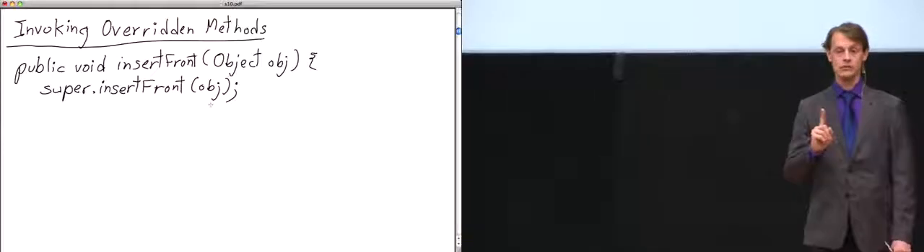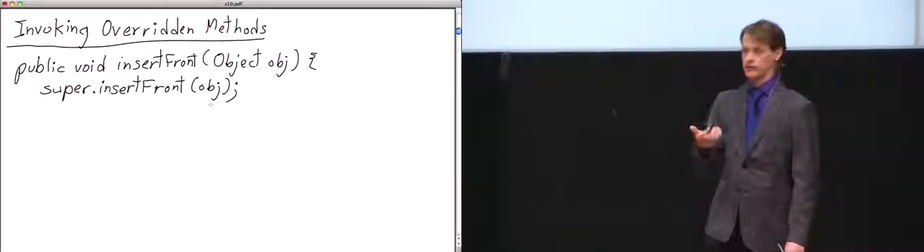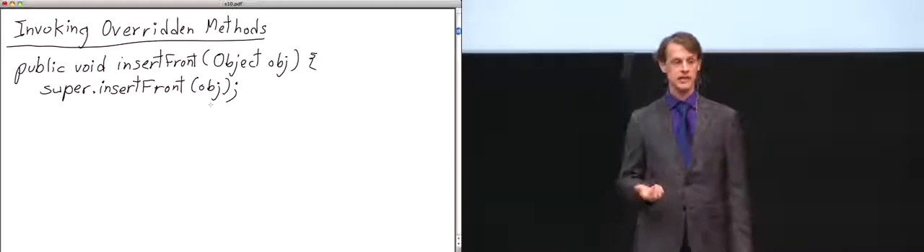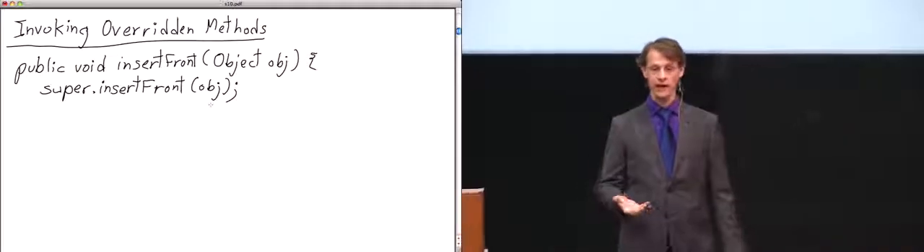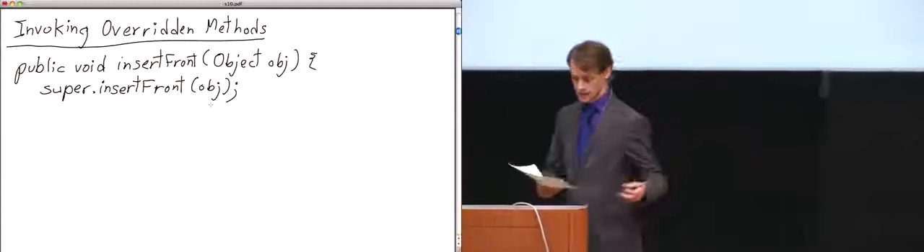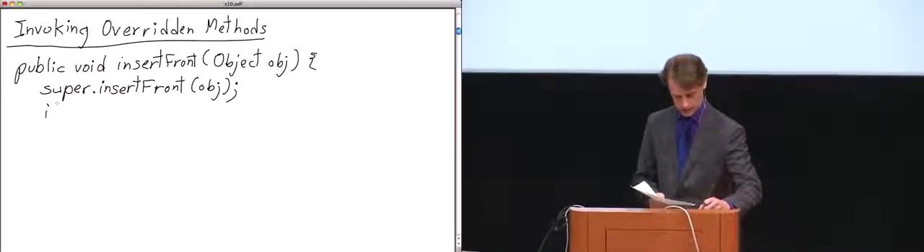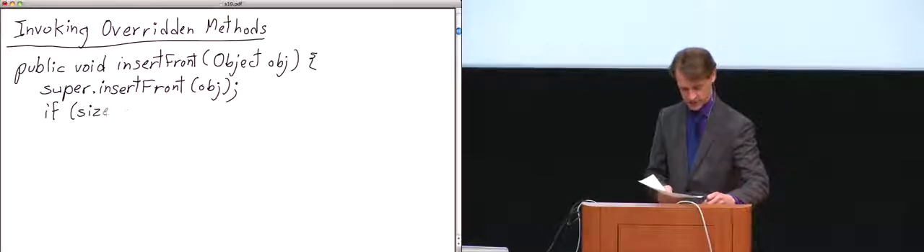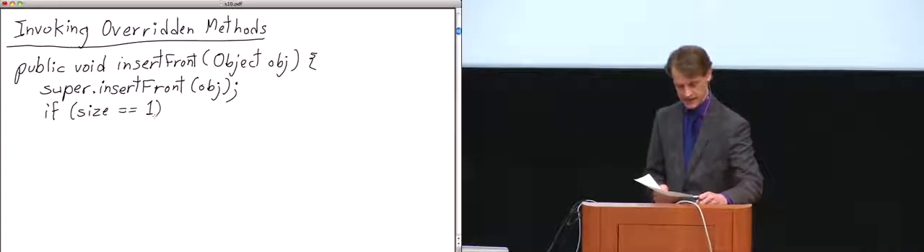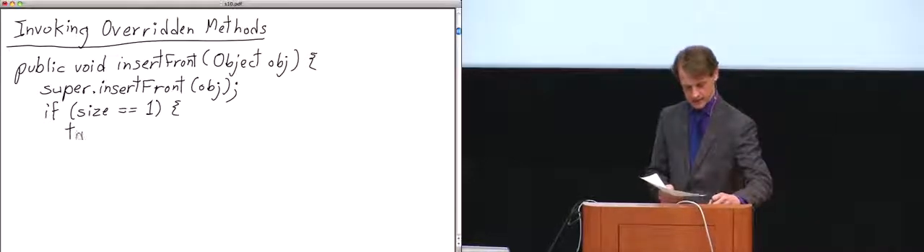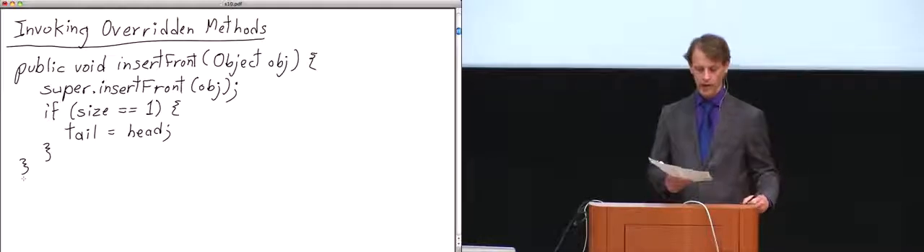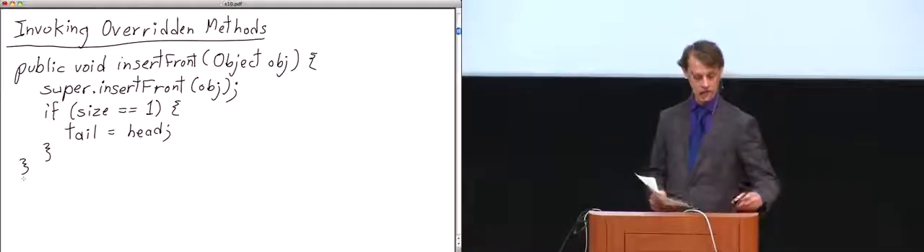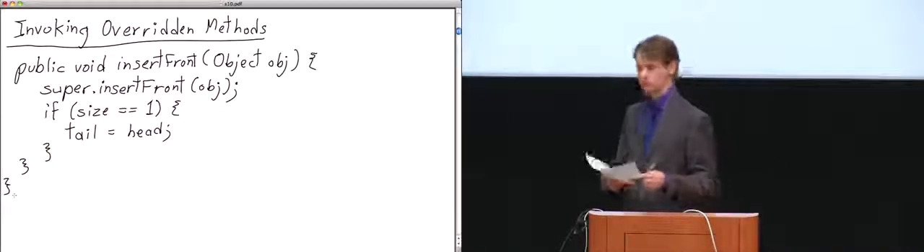There's actually only one case where you do need to update the tail pointer. When you're inserting at the front of the list, it usually does not change the tail. The exception is if the list was empty and now it has one item, then that one item is now the tail and the head all at the same time. So we need to check for that special case. And we can do that after we run the superclass insert front. We just check if the size of the list is now 1. And if it is, then we need to set up the tail node to be the same as the head node. And that is the only case where that needs to change. And that's the end of my tail list class for now. Questions?